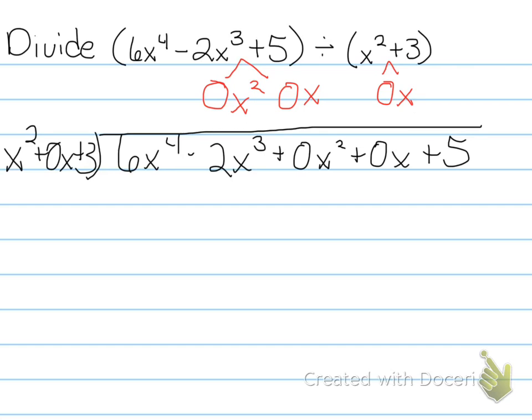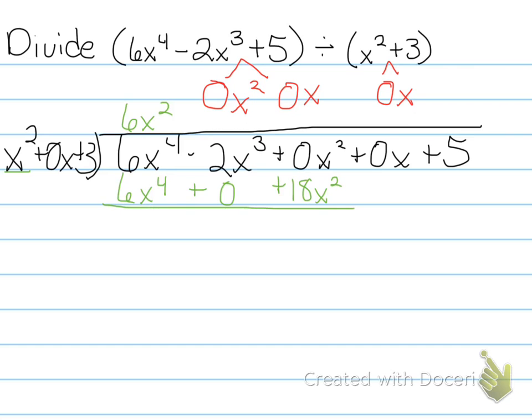So I'm going to focus on the 6x to the fourth. What is it that I need to multiply x squared by in order to make my x squared become 6x to the fourth? Well, I would need to multiply that by 6x squared. So if I multiply 6x squared times all of the x squared plus 0x plus 3, then I get 6x squared times x squared is 6x to the fourth. 6x squared times 0x would then just be 0. 6x squared times 3 would be 18x squared.